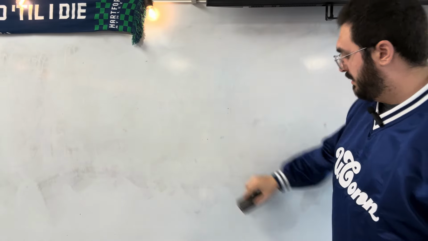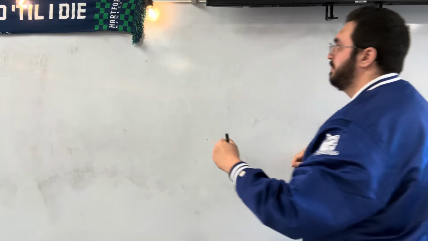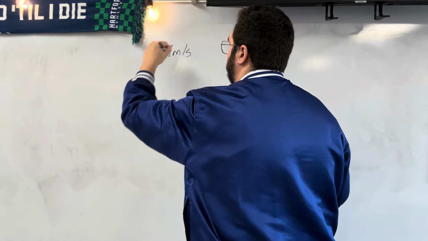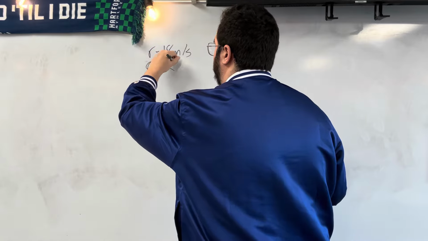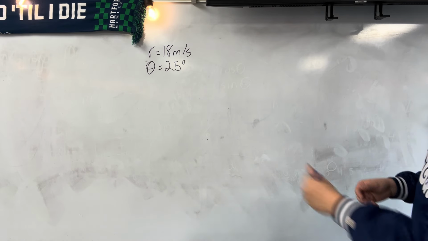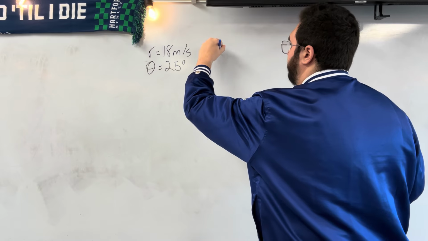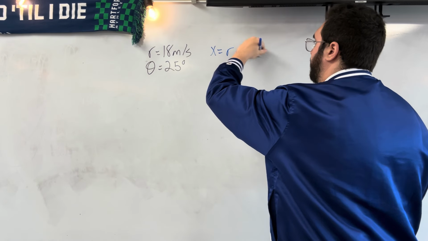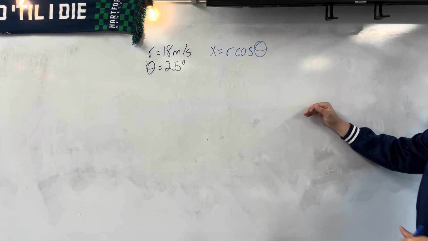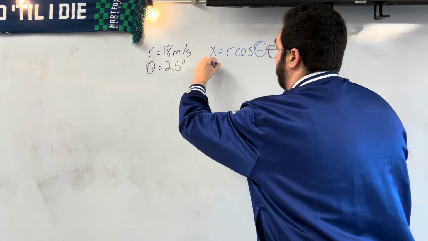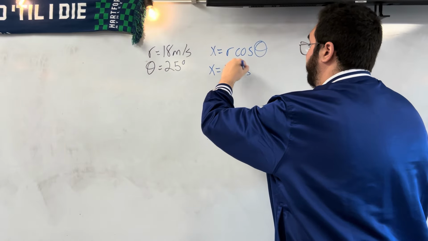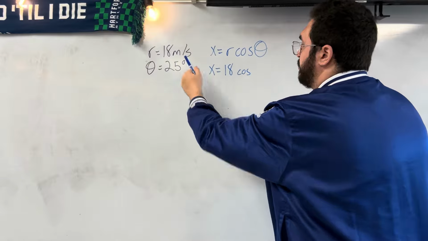So what we know is that our vector has a resultant value of 18 meters per second and an angle of 25 degrees. Let's start off with solving for our x component. X is going to be equal to r cosine theta. So in order to solve for x, I'm going to plug in my numbers. X is what we're trying to solve for. R is my 18. Cosine is just a function. And theta is going to be my 25 degrees.